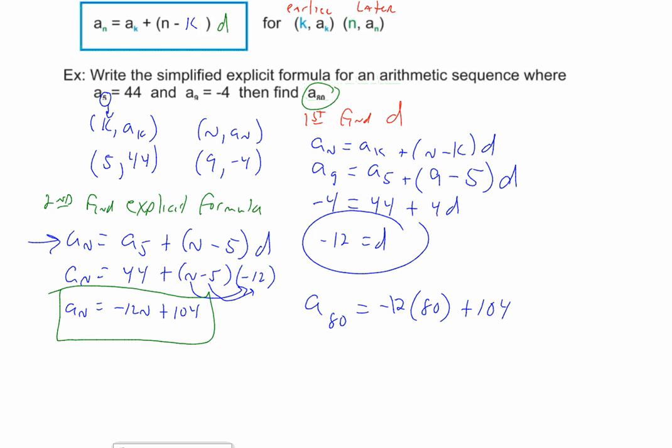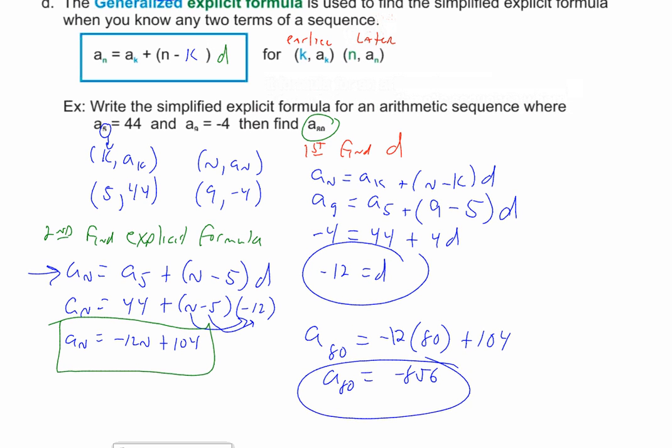So a sub 80 equals negative 12 times 80 plus 104. And I think we end up with, anybody got it? What do you got, Keegan? Negative 816? Anybody agree with that? I didn't get that. Who's got something else? Negative 856. That's what I got. Not sure what you punched there, Keegan, but it sounds like you got the right idea. So the 80th term is negative 856.